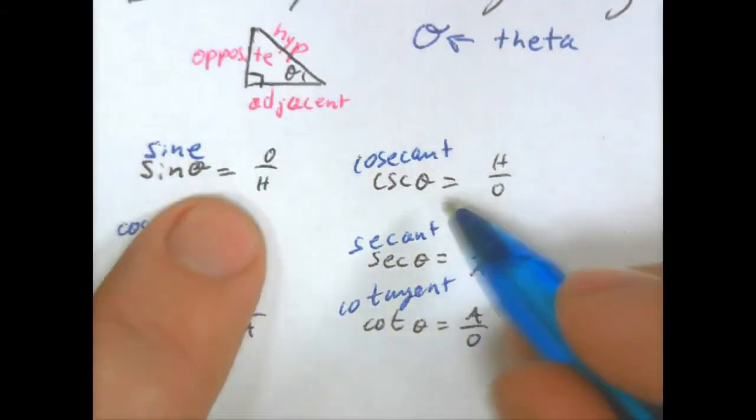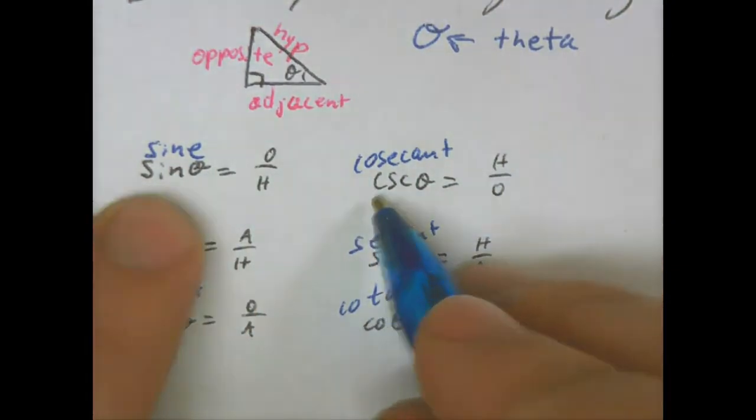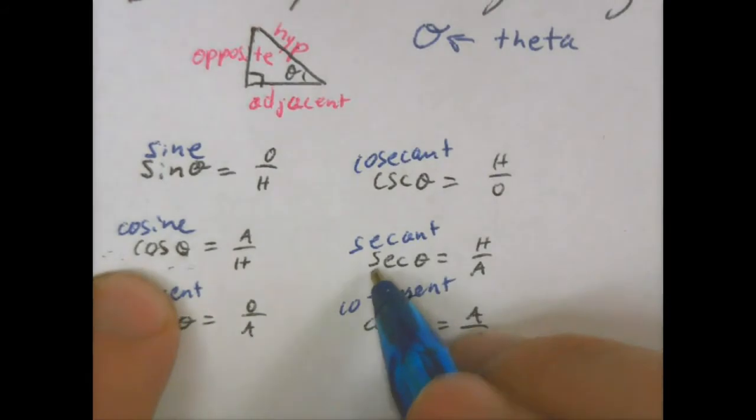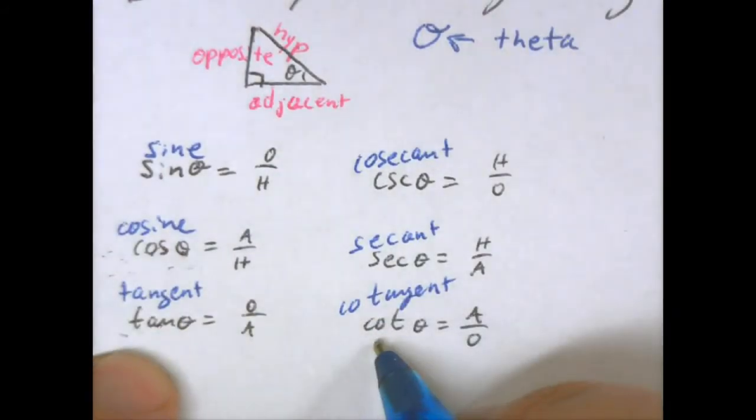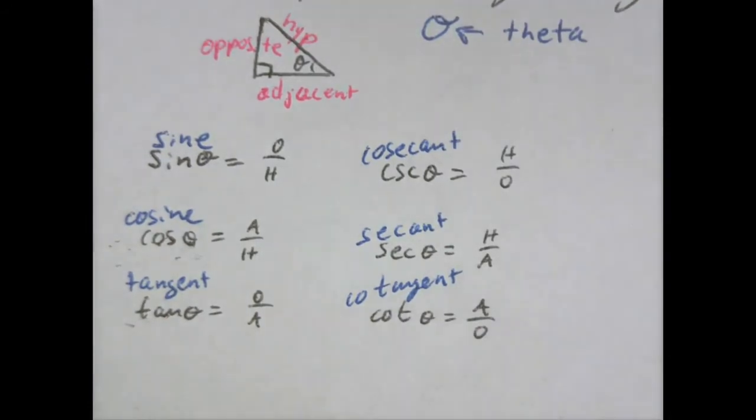The way that I remember that these two go together is S cannot go with another S. So S goes with C, S goes with C, and then cotangent and tangent because they both have T's in there. Okay, so we're going to be messing with these ratios and dealing with triangles and finding new ratios and solving triangles using these ratios.